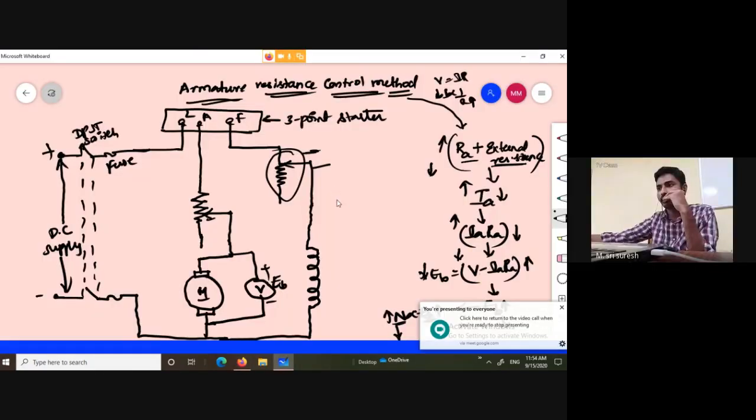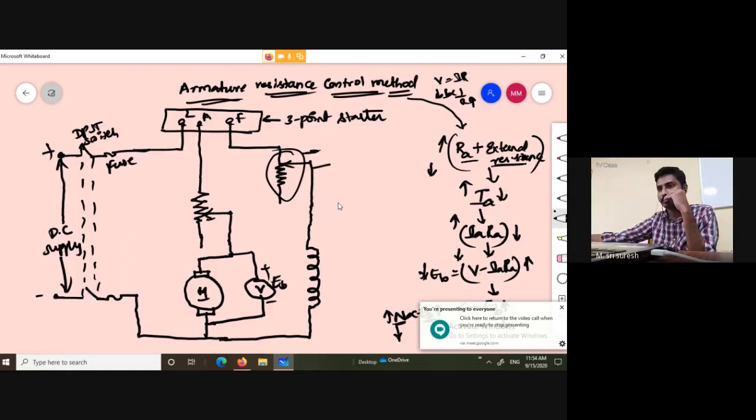Okay, now we'll see the procedure of this. Initially, the armature series resistance is kept at the maximum resistance position. I already told that R plus R external resistance is increased here. We are placing it at the maximum resistance position.